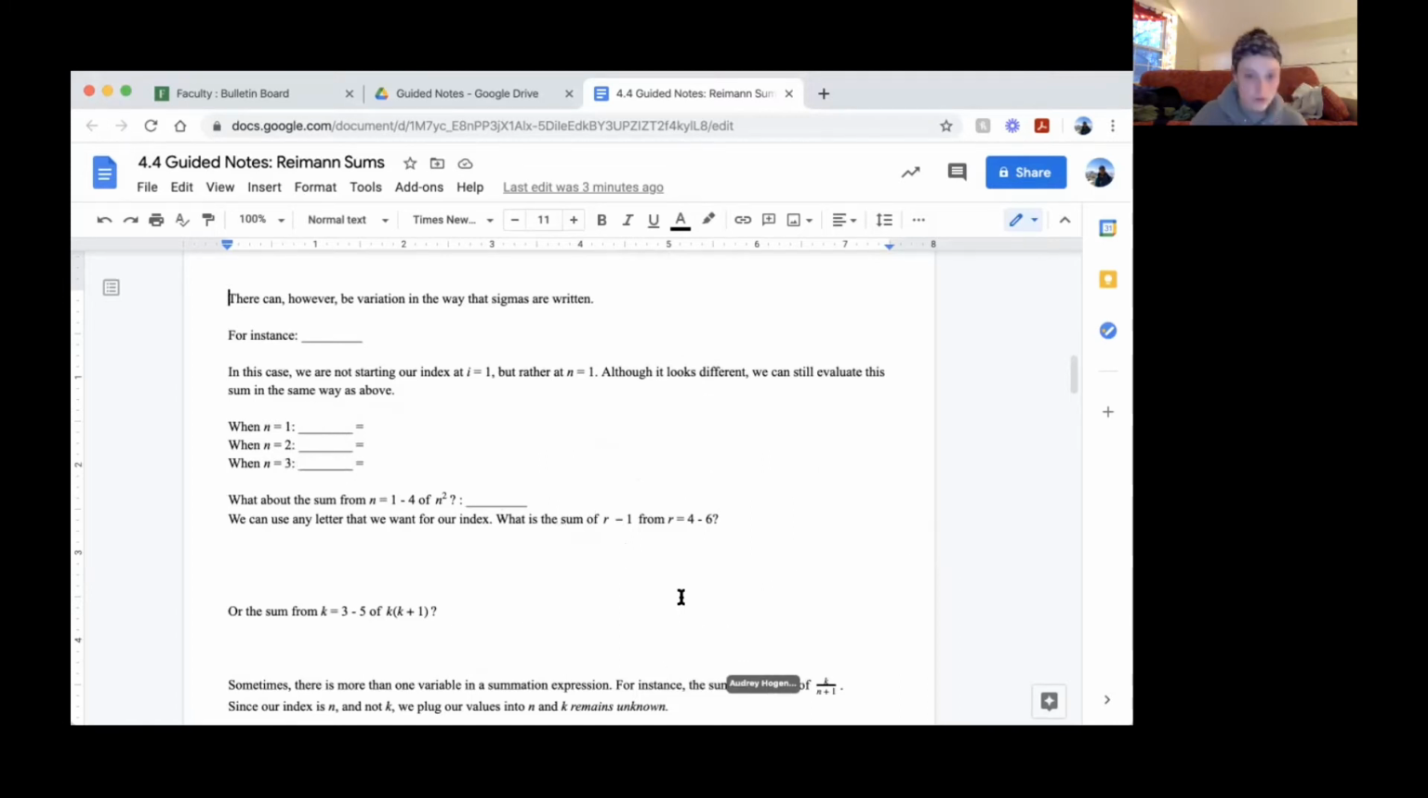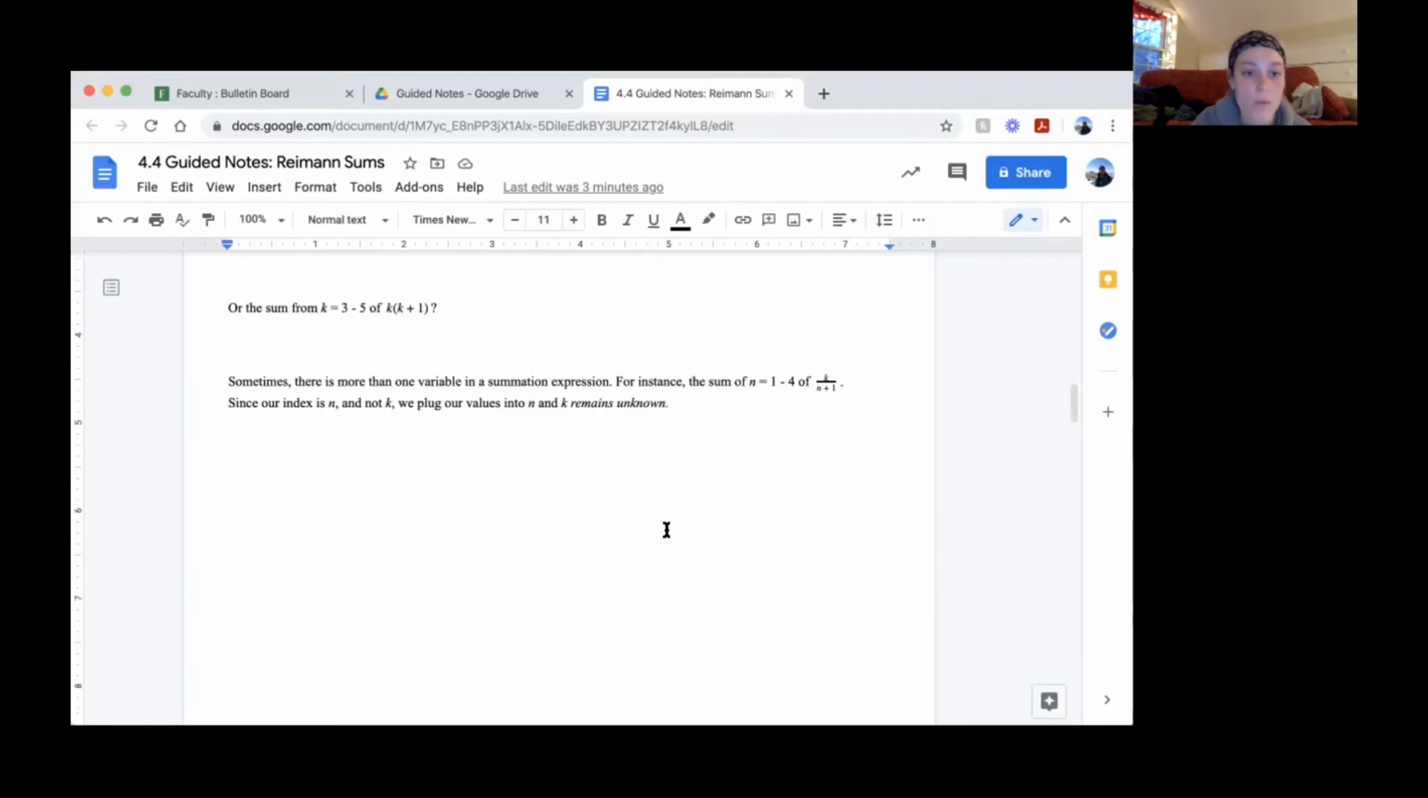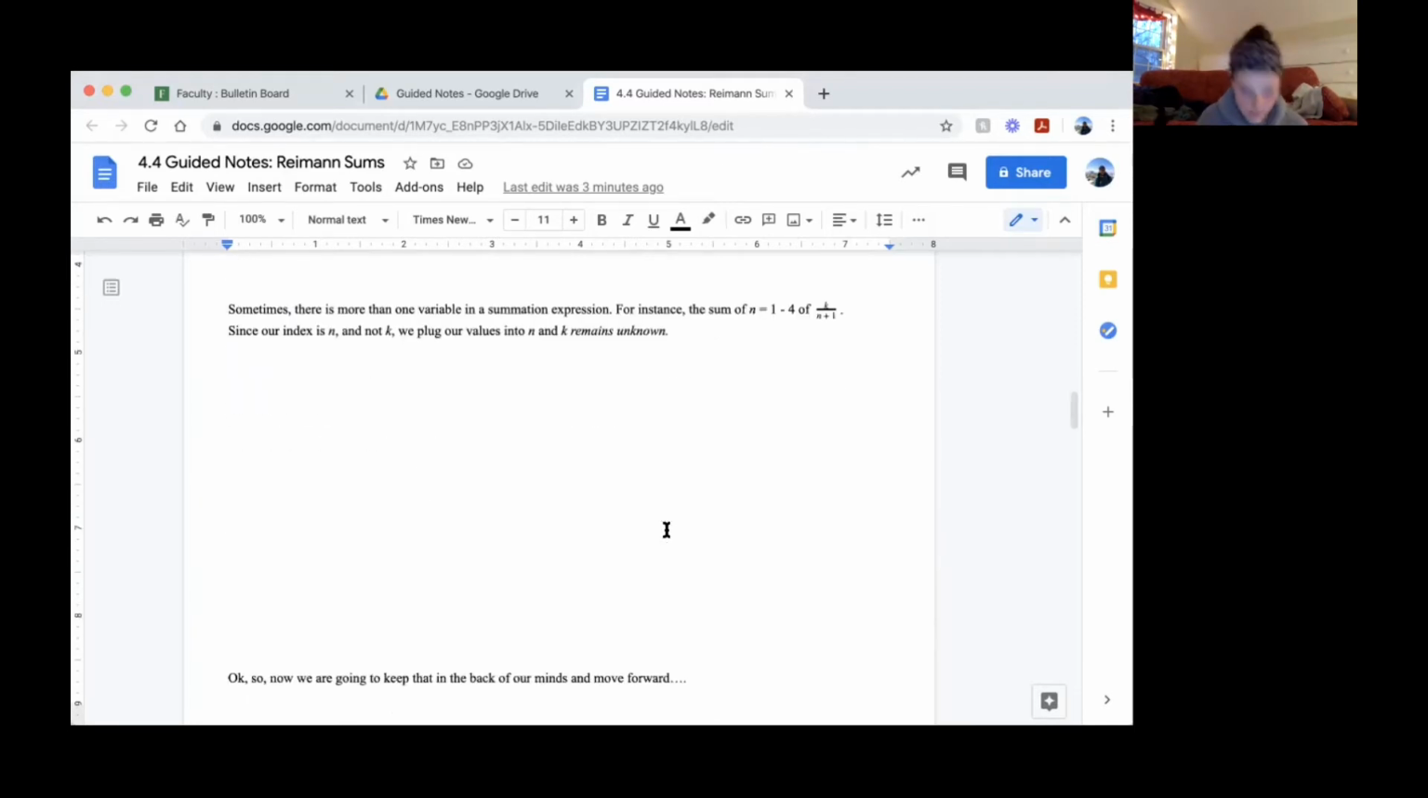Okay. Scrolling down. Sometimes there's more than one variable in a summation expression. For instance, the sum from n equals 1 to 4, and I'm actually going to change that. So the sum from n equals 1 to 4 of k over n plus 1. So our index in this case is n and not k, but we need to plug our values into n. K remains unknown, so there will be k's in our final summation answer, right?